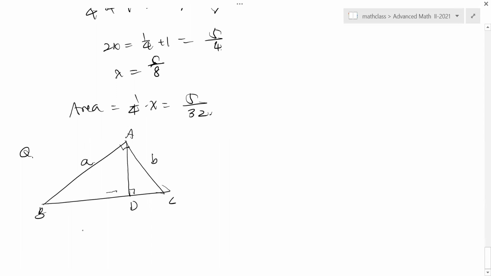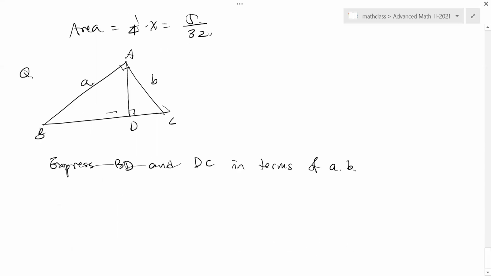So my question is, can you express BD and DC in terms of AB? So I call this x, I call this y.